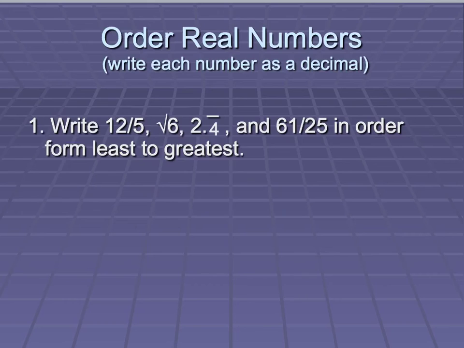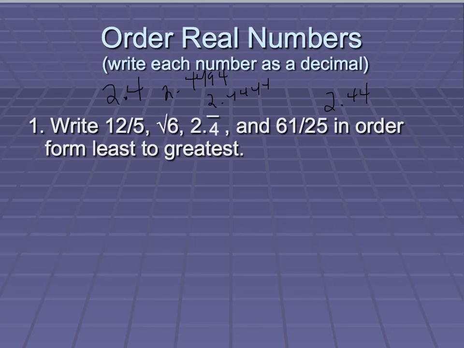Okay, and then this one we want to order. An easy way to do this is to write each one as a decimal. So 12 divided by 5 is 2.4. The square root of 6 is 2.4494. I already know that 2.4 repeating will look like this. And then if I do in my calculator 61 divided by 25, I get 2.44. So they're all very close.